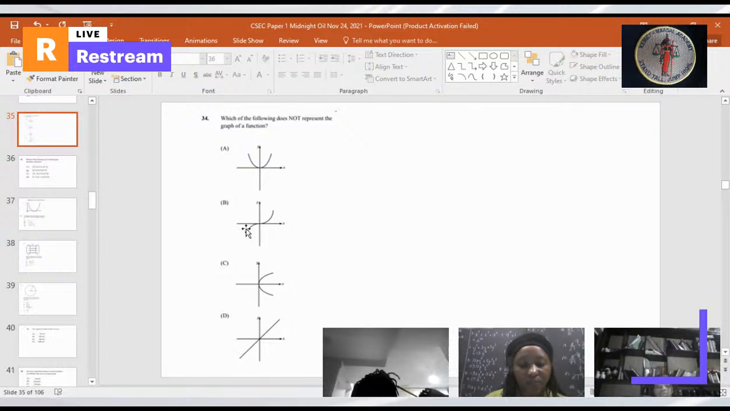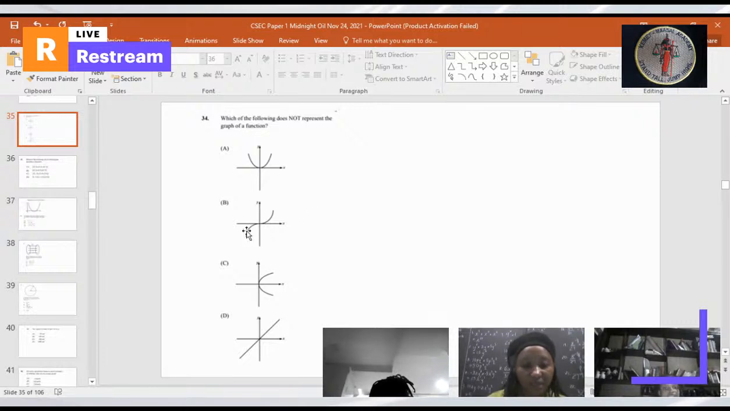Remember, if you are able to draw a line straight down and it touches two or more points, it's not a function because it would mean it has two y values to the same x value. So C is not a function because if you were to draw a line straight down, for each x value, you would get two corresponding y values. You see that? So C is not the function.